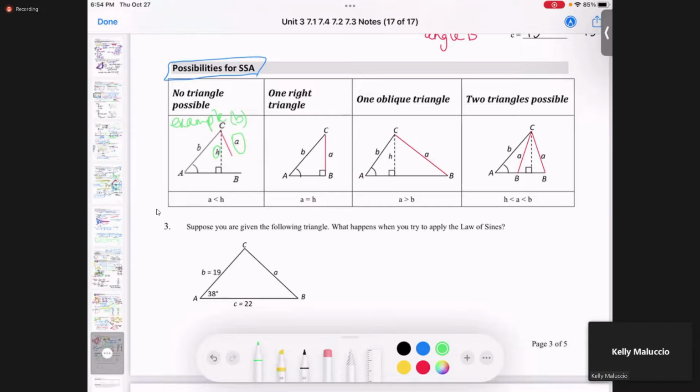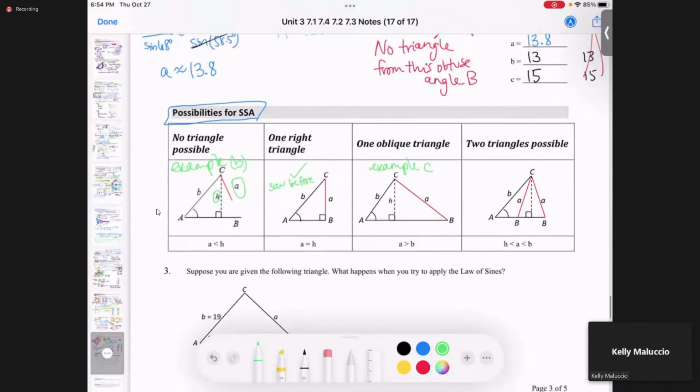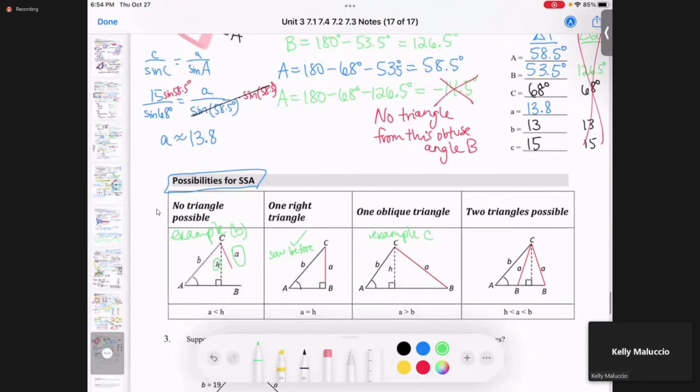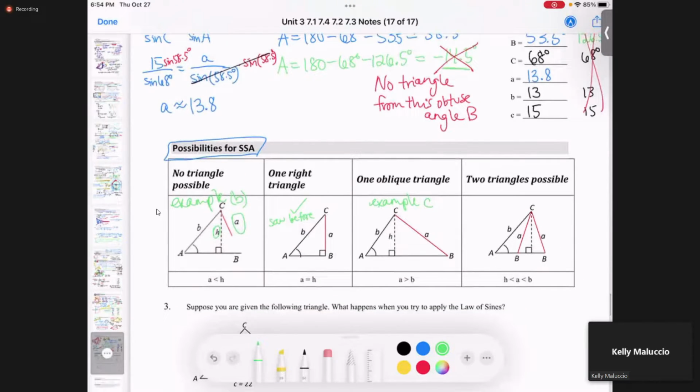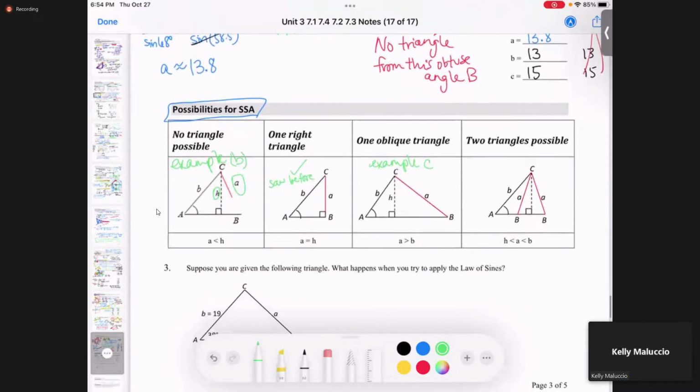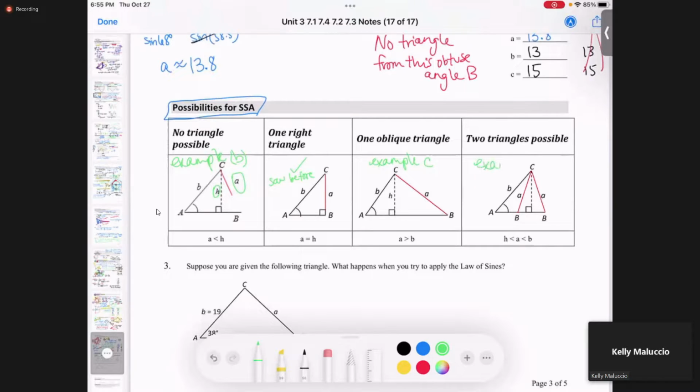We could have one right triangle. This is something we've seen before. Then one oblique triangle. So this we saw, this was in example C above. It's only one triangle, right? Only one of them worked. We crossed out that second one. And that's because we got a negative angle for the third angle, and that doesn't make any sense. And then the last one was example A, two possible triangles. That was kind of a lot of work, right? But it was two possible triangles here.